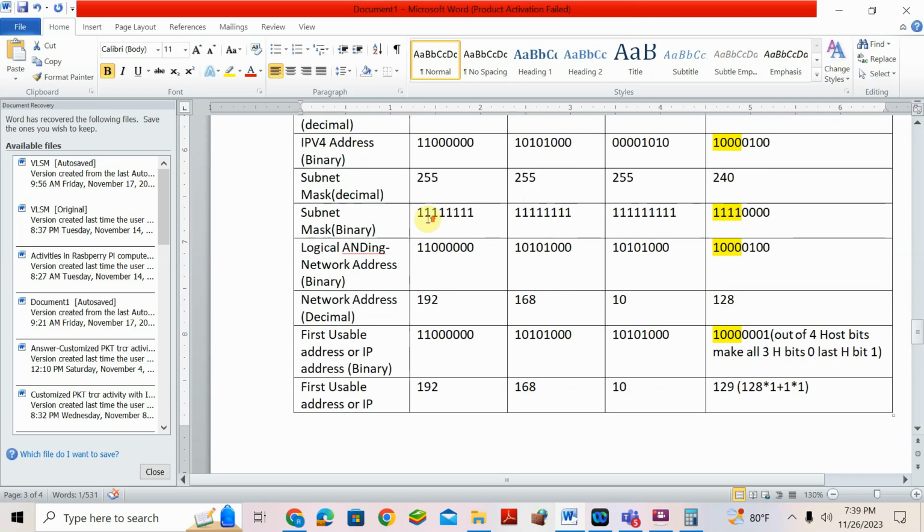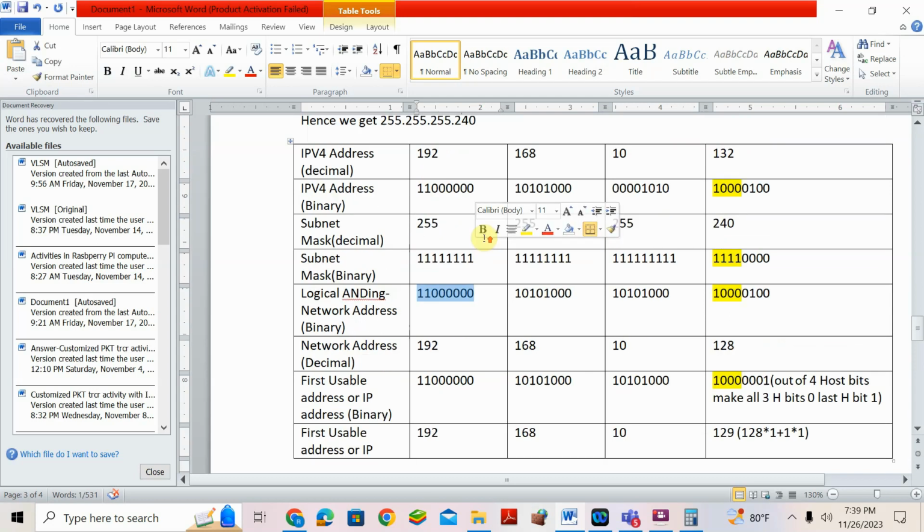Logical ANDing. So this IPv4 part and subnet part, you have to logical AND. One AND one, one AND one, one into zero is zero, like that you will get this number. One easy method: all ones, when you do logical ANDing with this number, you will get the same number. That's why you got the same number here.